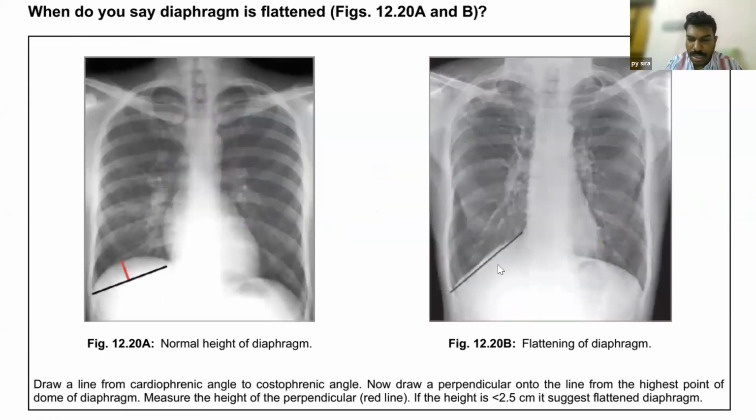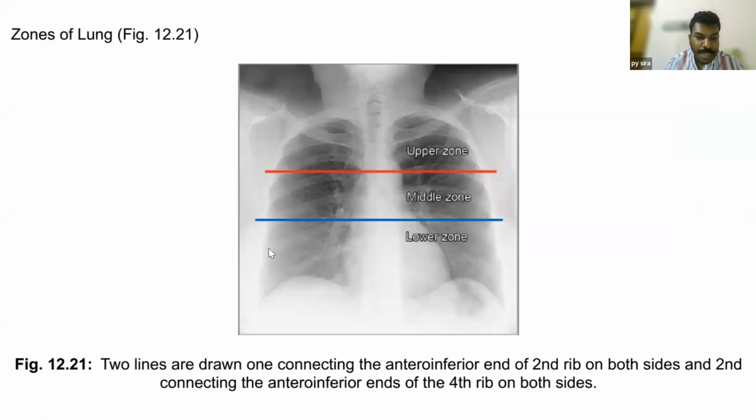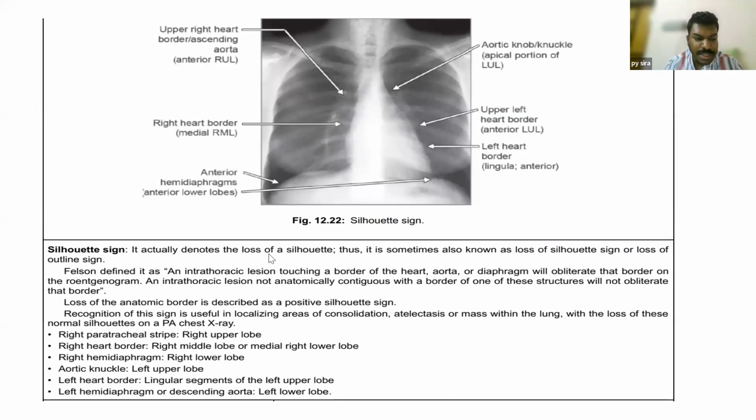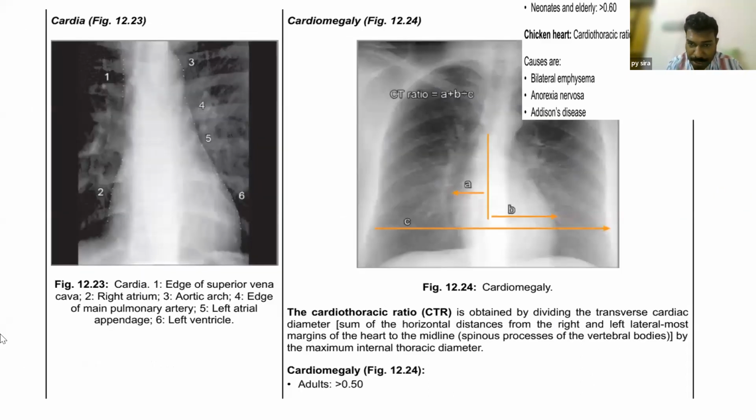So this is what I was telling, flattening of the diaphragm. Sometimes you can get a straight line. The diaphragm is straight, both diaphragms at the same level in emphysema. Then next is the silhouette sign. What is the silhouette sign? And cardiomegaly. I will explain cardiomegaly.